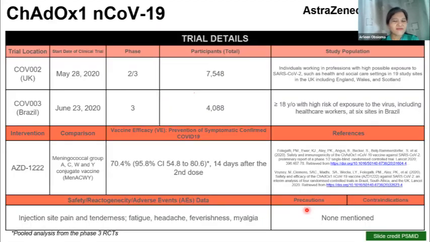The AstraZeneca trial enrolled 7,000 participants, and this was also given to those greater than 18 years old with high risk of exposure to the virus, including healthcare workers. Their vaccine efficacy is 70.4%.